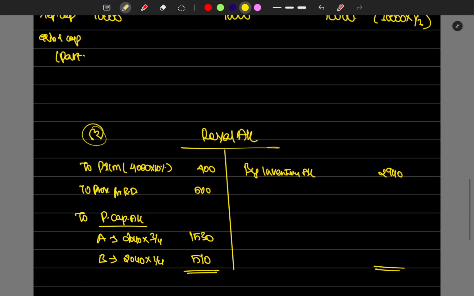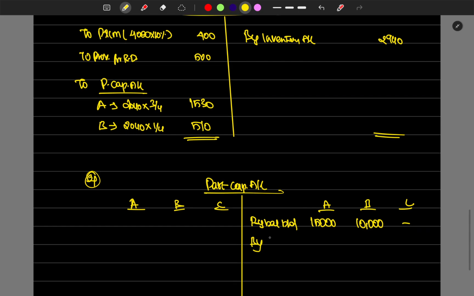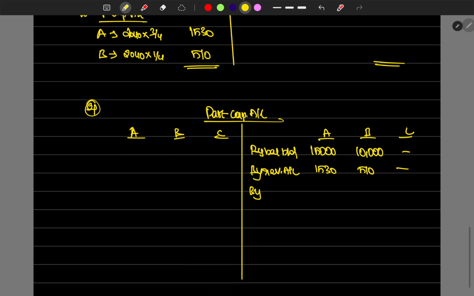Okay. Anything else? Revaluation. From revaluation it has to be transferred, right? Okay. To revaluation account, which is 1,530, 510. That's it. Next, partners' capital, right? So the partner has brought C's capital account, which is bank. Okay, C has brought 12,000. Then C has paid for the goodwill, right?